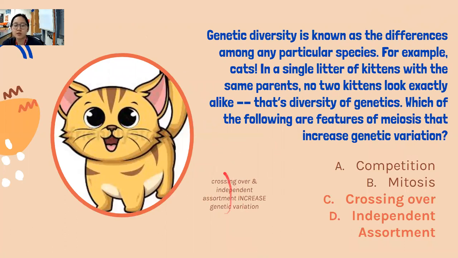Crossing over and independent assortment will increase genetic variation and make you unique to anybody else that exists in the world and any animal compared to any other animal inside their species, because these 2 things are creating new genetic combinations every single generation.